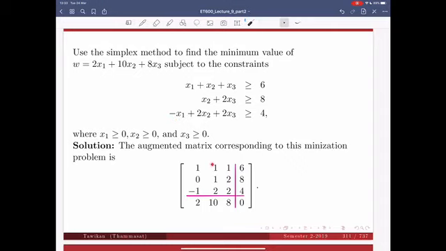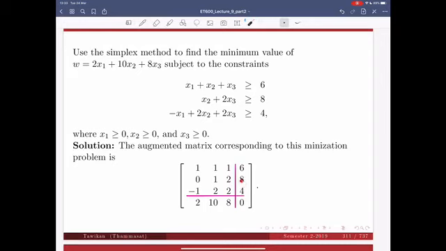The second column over here contains all the coefficients of x2 out of each constraint, 1, 1, and 2. We get them from 1, which is the coefficient of x2 out of the first equation. 1, 1, and 2. The third column contains all the coefficients of x3: 1, 2, 2.